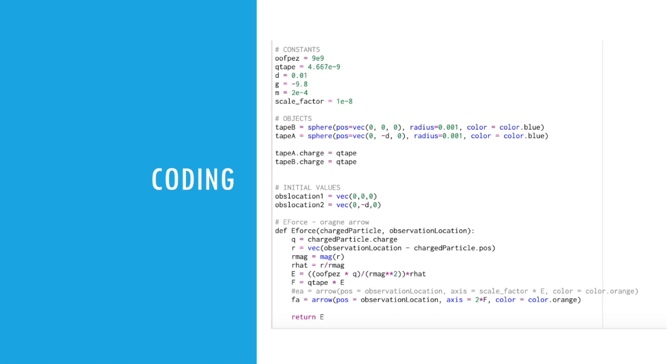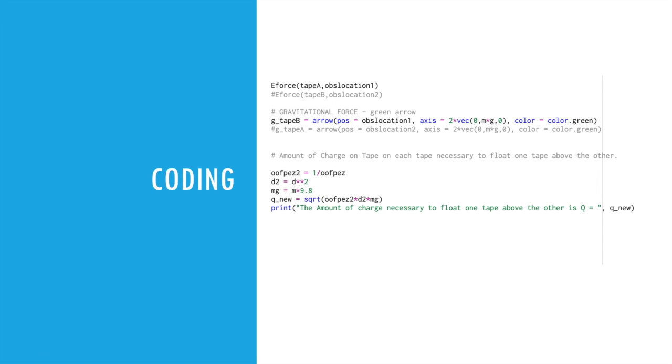For the coding, I have my constants at the top, and then I created two spheres for tape A and tape B, and then I gave them charge. And then I used the function we coded on lab 0 in order to get the electric field. And then I called the function to get the electric force from tape A on tape B, and then the gravitational force on tape B.